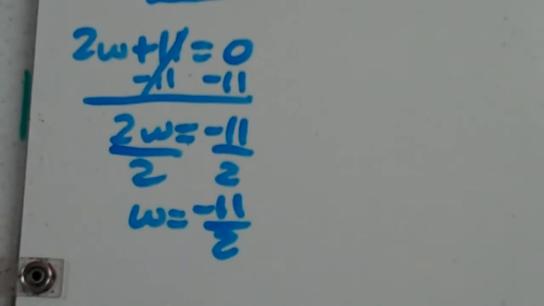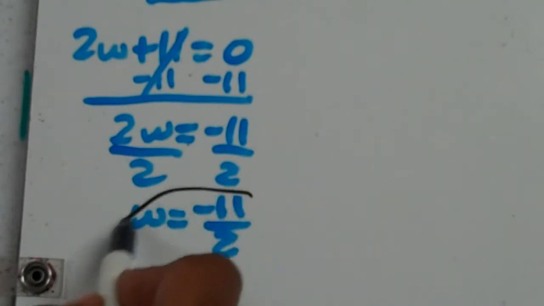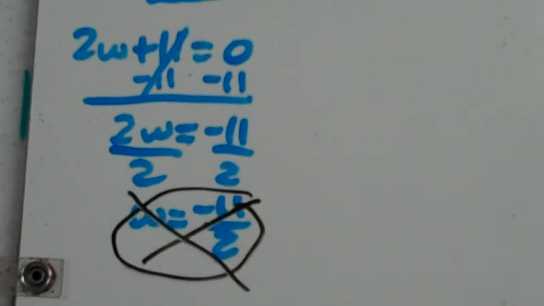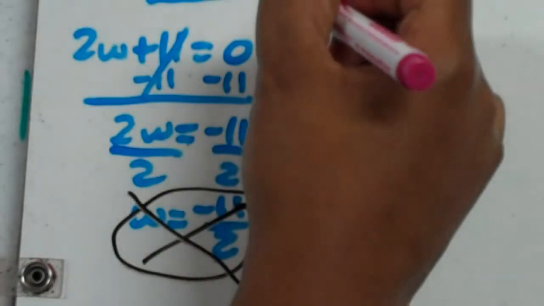But if you know anything about geometry, you can't have a negative width or a negative length, which makes this answer in the real world untrue. It's not a real solution because we can't have a negative length or a negative width. It just doesn't make sense in the real world. So let's use our other factor, the W minus 4, and we'll solve for that.